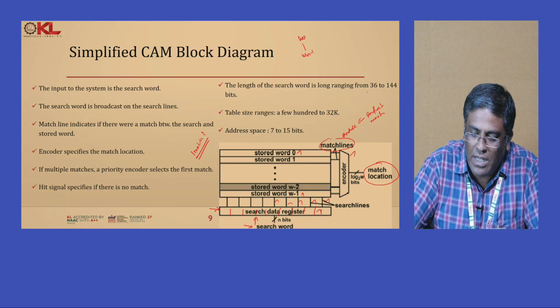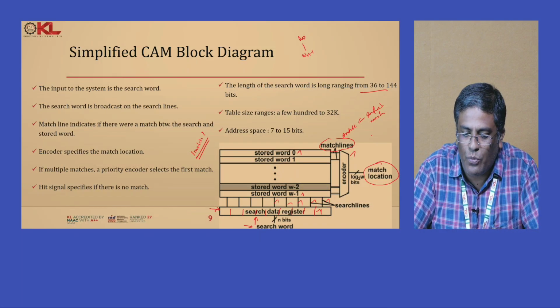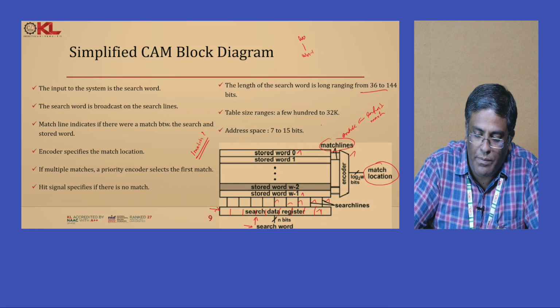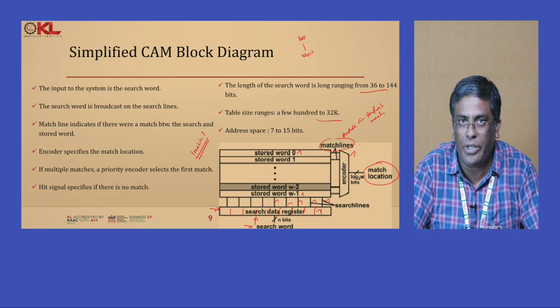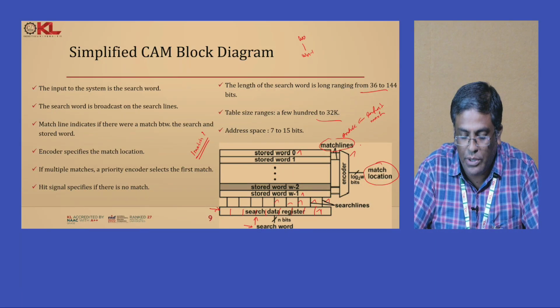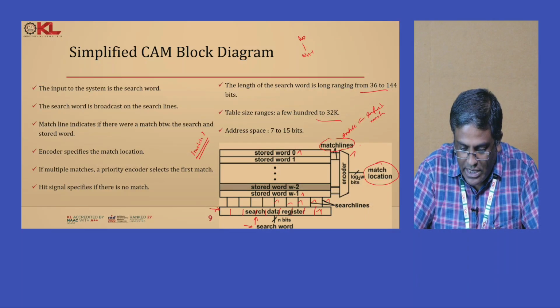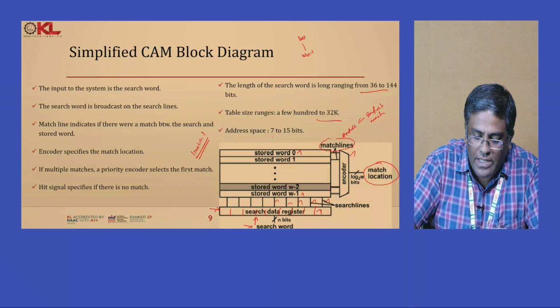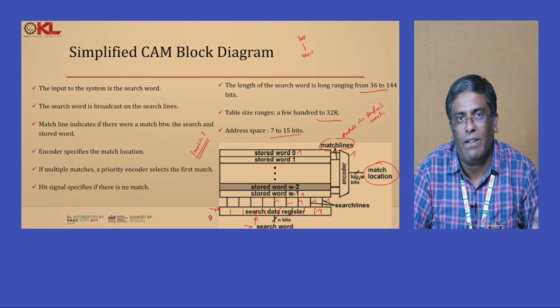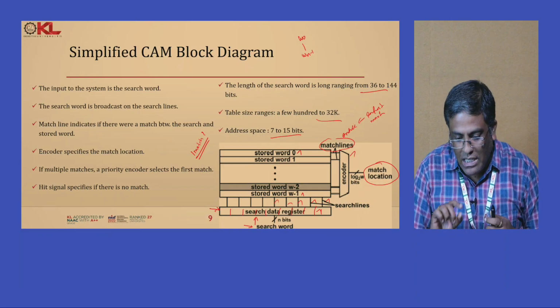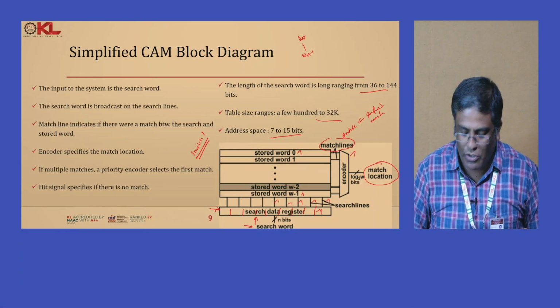And the maximum word length is 36 to 144 bits. You should remember that. The table size can range from a few hundred to 32,000 entries, and the address space can be 7 to 15 bits, right?